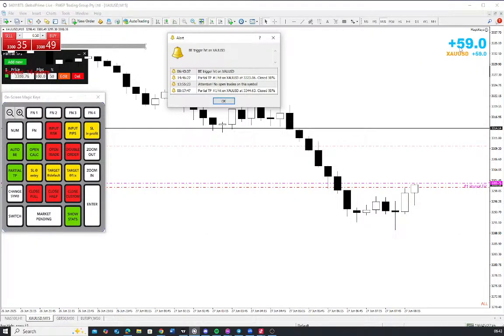There you go. So that's break even now. See? Break even triggered on gold. So now I can't lose. So if this goes to 100, then it'll take 50% of the trade off.